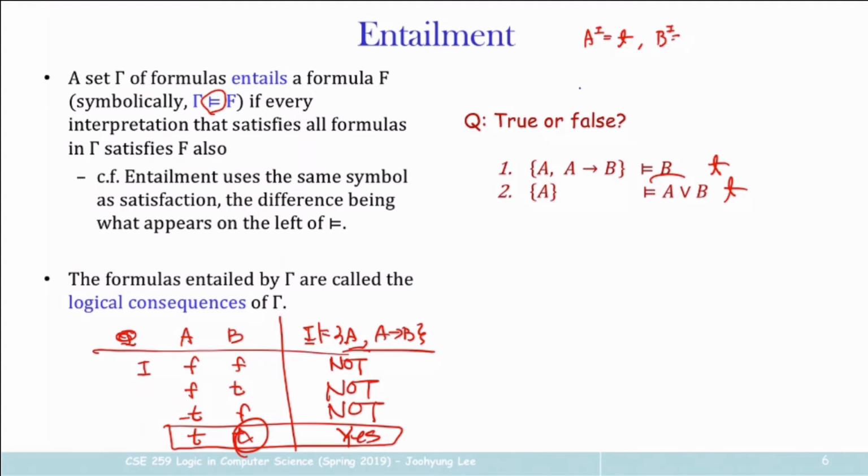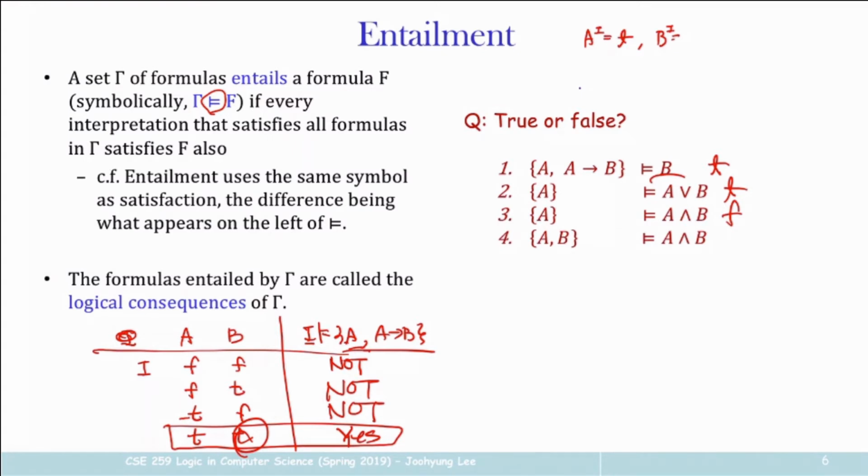Okay. All right. So the next question is this one. Is it true or false? Every interpretation that satisfies the formula A must satisfy A and B. Is it true? This is not right. Which one? A is true, B is false. Yeah, A is true and B is false satisfies this one, but not this one. So this entailment is actually false. Good. What about this one?